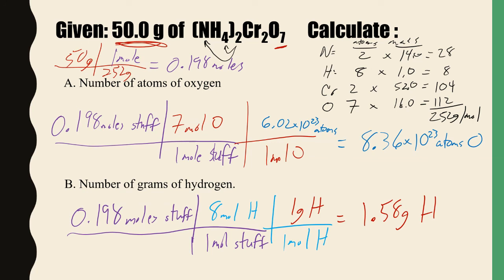And another way to do that would be to figure out the percent hydrogen. So 8 divided by 252, and then multiply 50 grams by that percentage. And you should get the same answer.